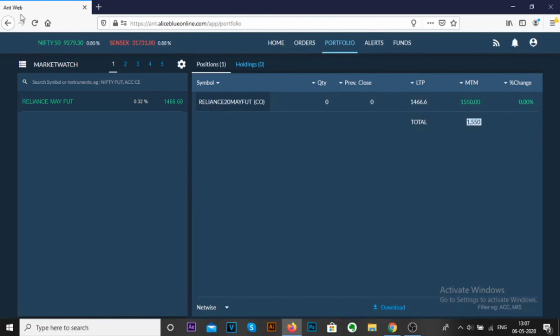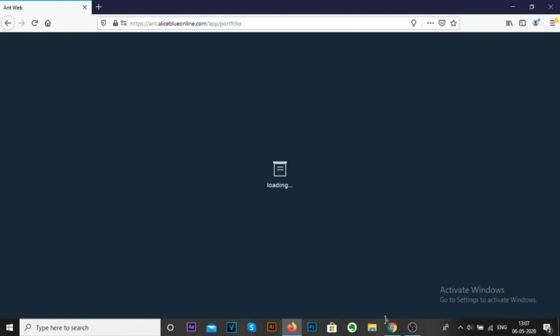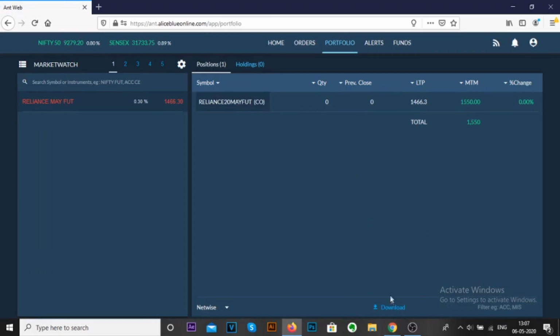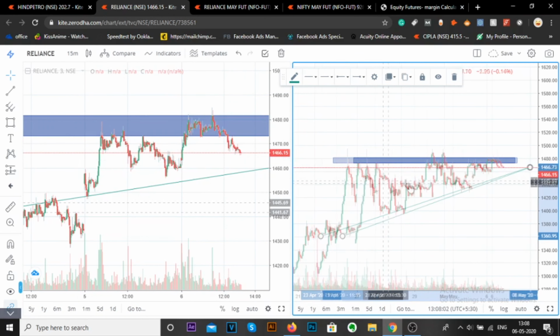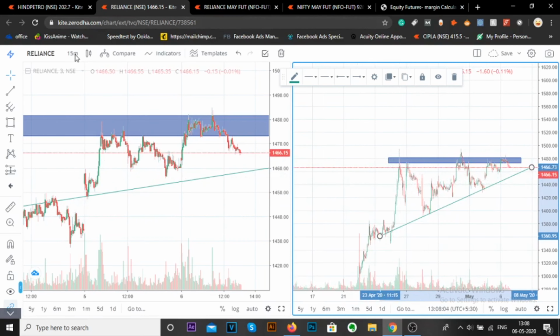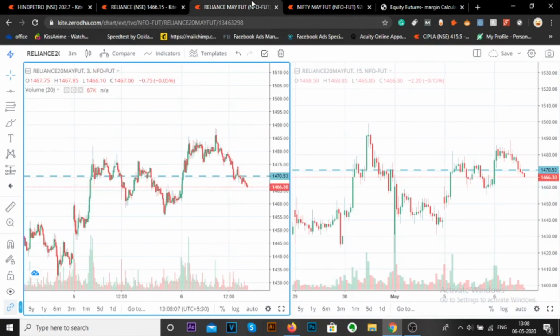And I'll just refresh the page. So we'll go to the analysis part of this. The analysis was very simple. We used basics for the entire trade that we took. First thing is we traded in Reliance. This is the Reliance stock spot chart, and this is the futures chart.